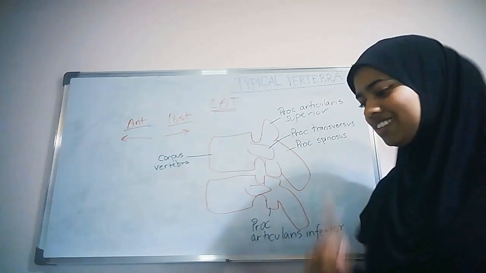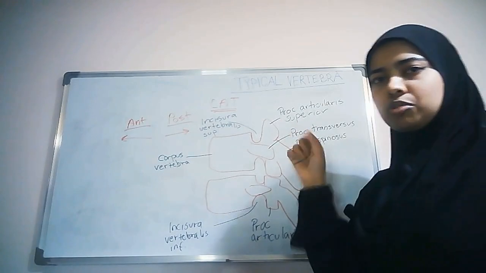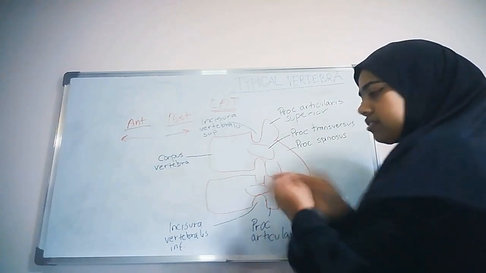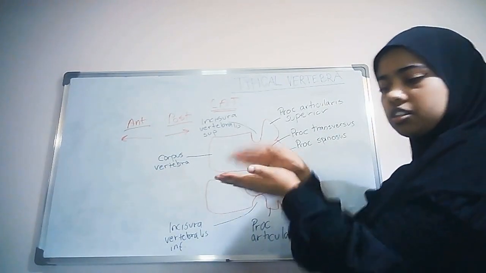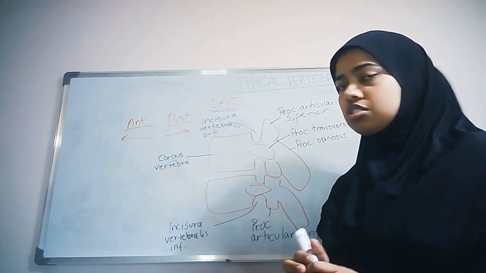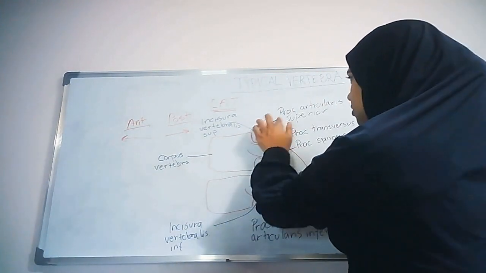One last thing. These processes, these protruding bones, they have a flat surface. As you can see, it's flat here, and these are the surfaces that make the joint. And a flat surface in Latin is called facies. So I'll try and highlight the surface.